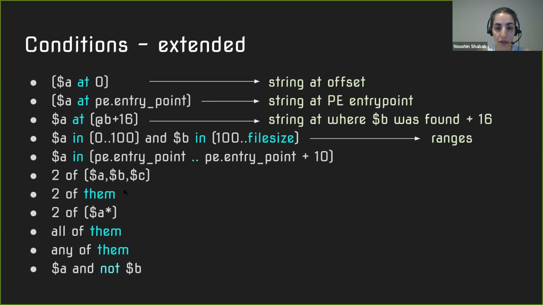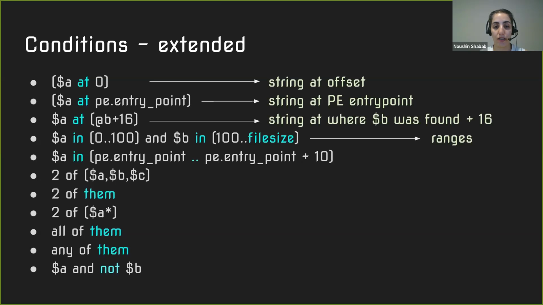Them means all the strings that are defined in the strings section, whether they have similar name prefixes or not. It means every string in the strings section. Two of $A*. And this is very useful when you want to categorize some strings. Like for example, you have a number of strings that you want some of these strings to be present in the file, and you have another category of strings and you want some other specific number of these strings to be in the file as well.